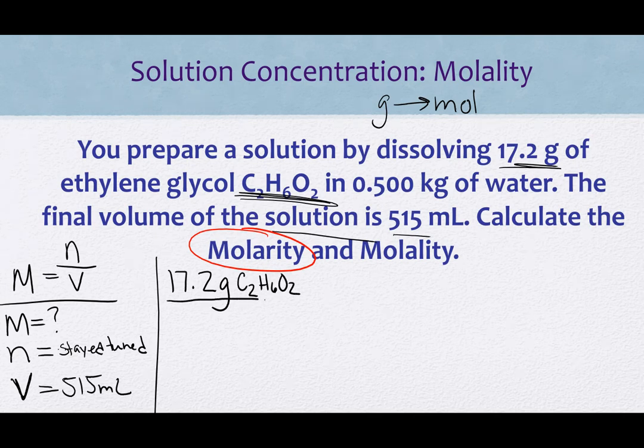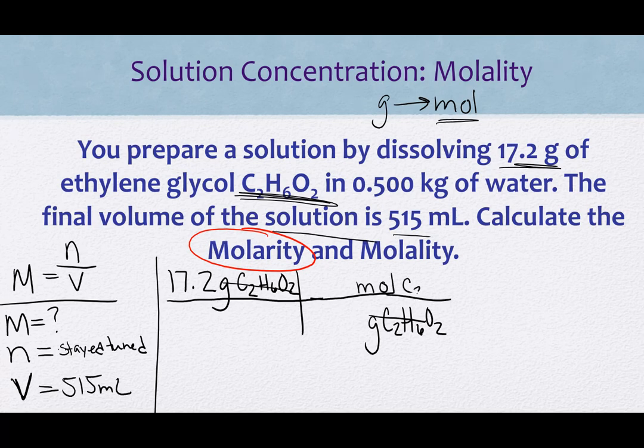Okay. So draw our train tracks and let our units guide our problem. The unit that we're trying to get rid of, the unit that we're eliminating, is going to go diagonal. So we have grams on top, and we'll eventually have grams on the bottom, and those two units will cancel. And what is the unit that we're interested in this case? Well, we're trying to convert to the unit of moles. So that's the unit that's going to go on top. That's our destination.